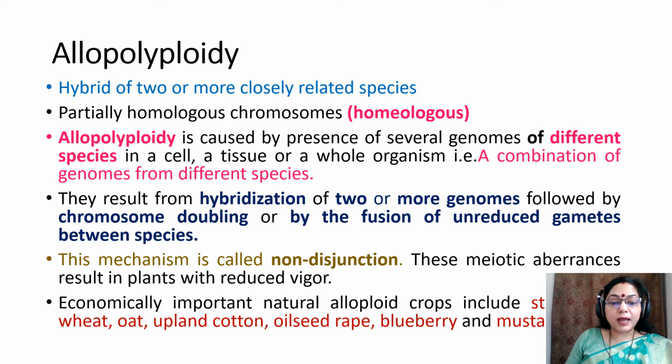They result from hybridization of two or more genomes followed by chromosome doubling, or by the fusion of unreduced gametes between two species. This mechanism is called non-disjunction. These meiotic aberrations result in plants with reduced vigor. Economically important natural polyploid crops include strawberry, wheat, oats, upland cotton, oilseed rape, blueberry and mustard.